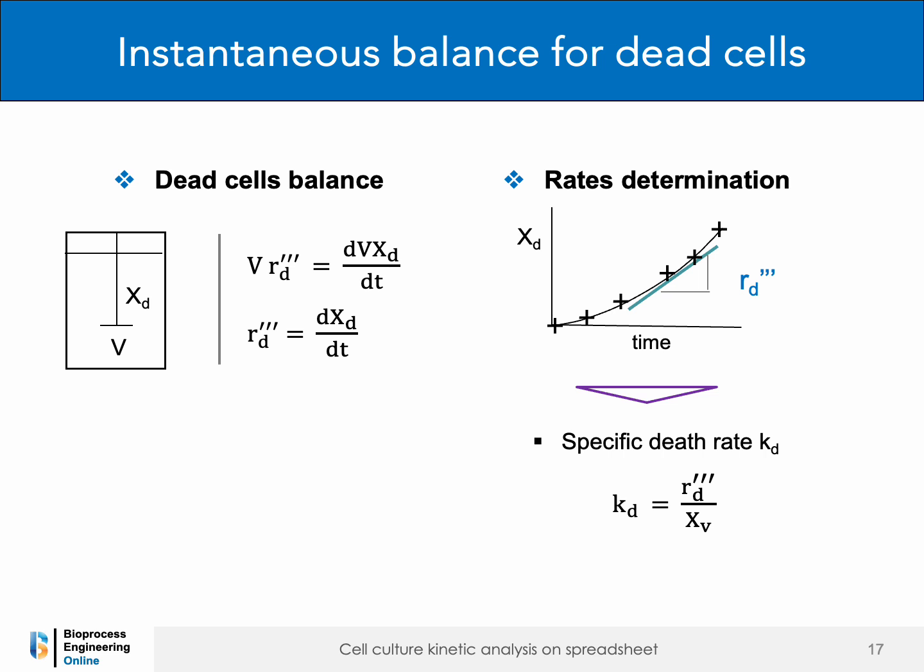For the dead cells, the instantaneous cell balance in 10^9 cells per day is V·Rd''' = d(V·Xd)/dt, or Rd''' = dXd/dt. Accordingly, at any time, the volumetric cell death rate Rd''' is equal to the time variation of the dead cell concentration, thus equal to the slope of the tangent to the dead cell concentration variation curve. The specific death rate Kd is then calculated by dividing the volumetric rate Rd''' by the viable cell density Xv.